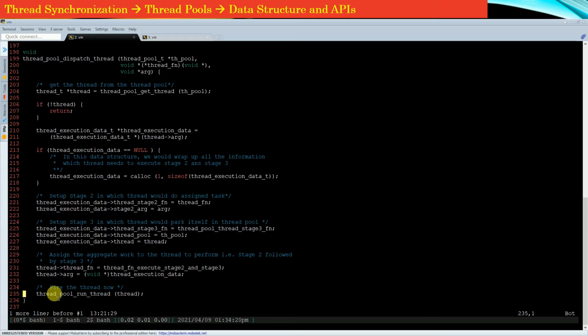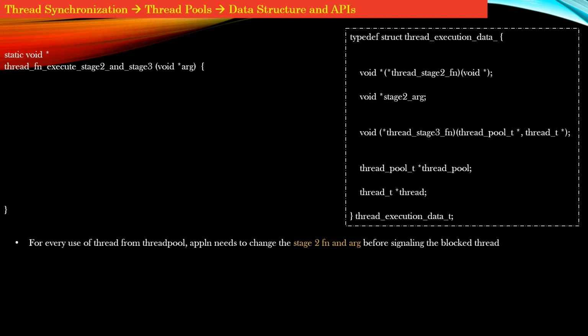As soon as this API is invoked, this thread would start its execution flow with this function, right? And this function accepts an argument which is nothing but this thread execution data. So now let us discuss the final piece of this thread pooling design, and that is the implementation of this API, thread function execute stage 2 and stage 3. So back to the slide, this API is all about executing stage 2 and stage 3. And the argument to this API is nothing but the thread execution data, right?